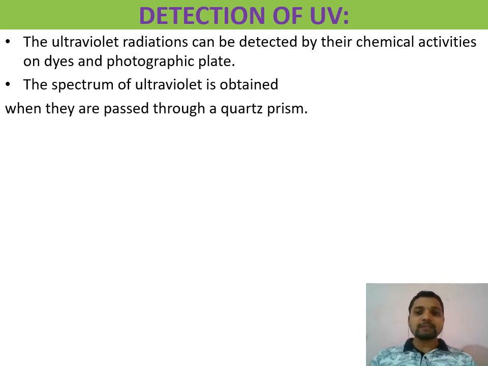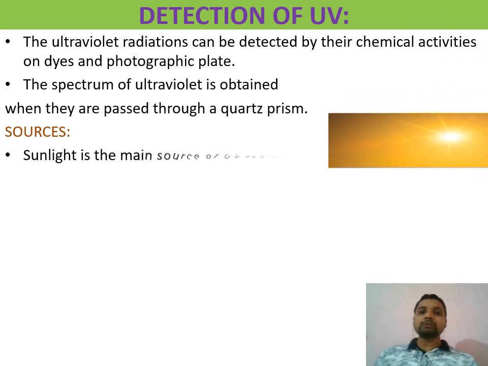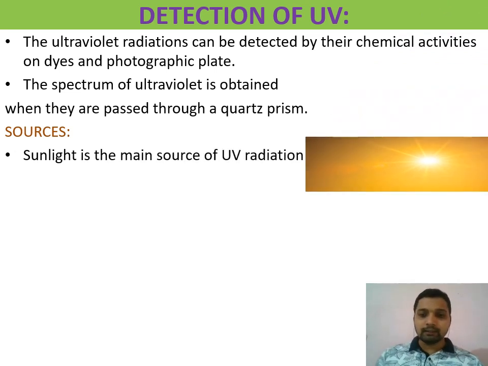But these ultraviolet rays, from where will we get them? What is the source of these UV rays? We'll come to the sources of UV rays. First source is the sun. The sun is the natural source of ultraviolet radiation. But this harmful ultraviolet radiation coming from the sun is absorbed by the ozone layer present in our atmosphere.